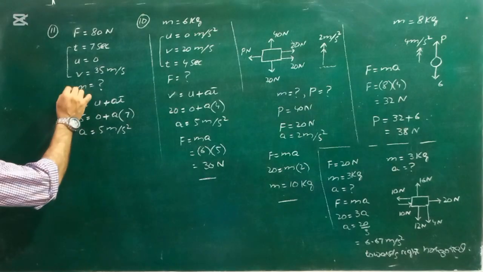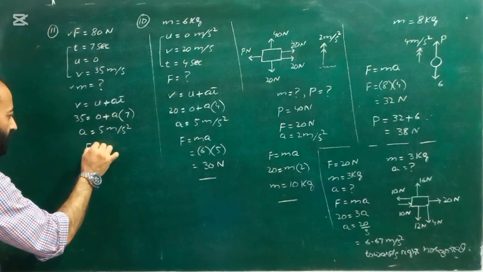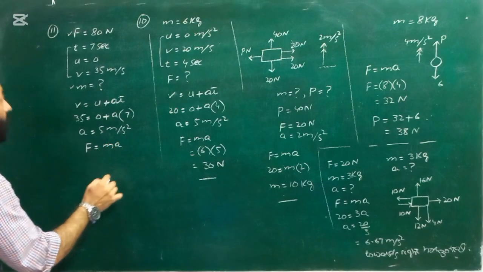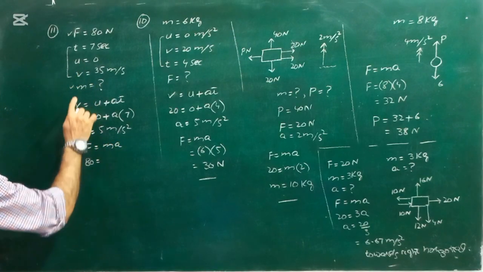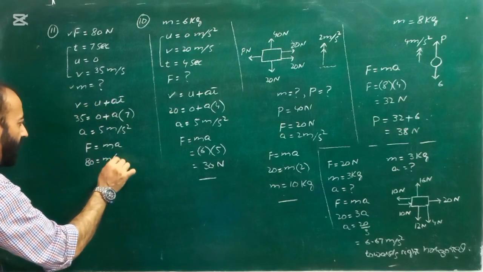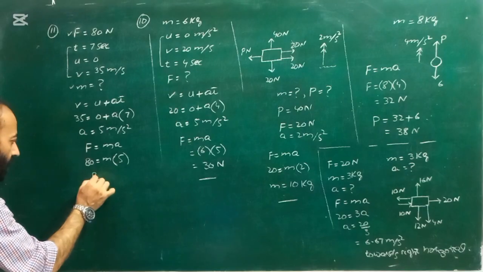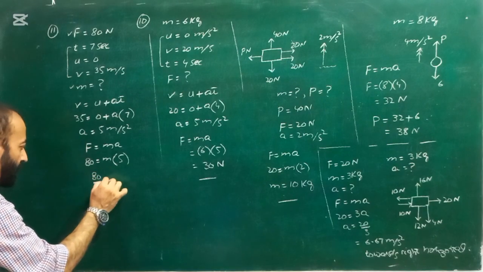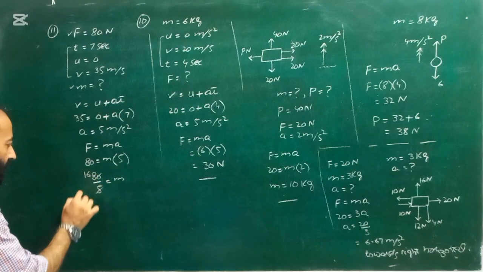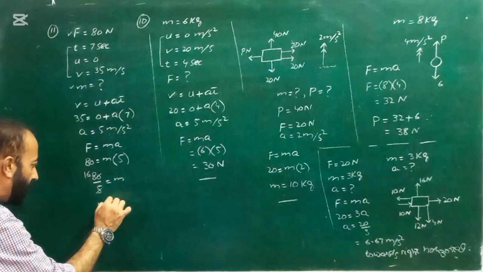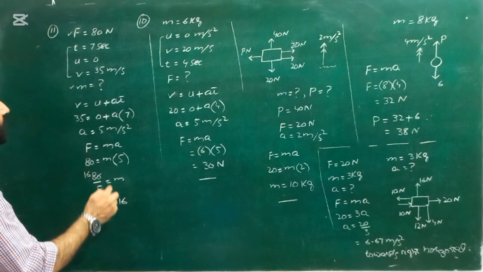Now we are going to find m. Here is F, so the formula used will be F is equal to ma. So F is 80, m is the requirement, and a is 5. This 5 will come to the denominator, so 80 divided by 5 will be equal to m, and 5 sixteens are 80. So m is equal to 16. The unit of m will be kg.